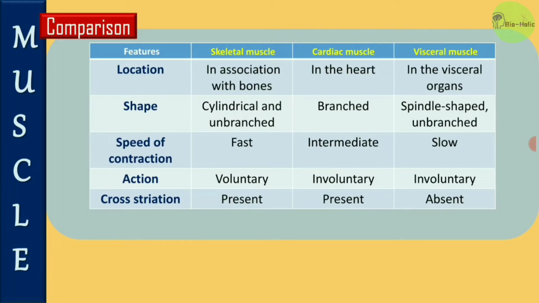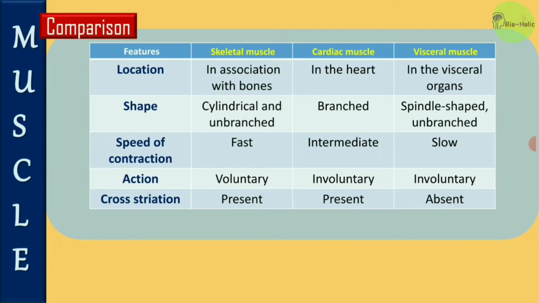The shape of the skeletal muscle is cylindrical and it is unbranched, but the cardiac muscle is branched. And the visceral muscle is also unbranched, but it is spindle-shaped. The speed of contraction of skeletal muscle is fast, but in cardiac muscle it is intermediate. And in visceral muscle, the speed of contraction is slow.